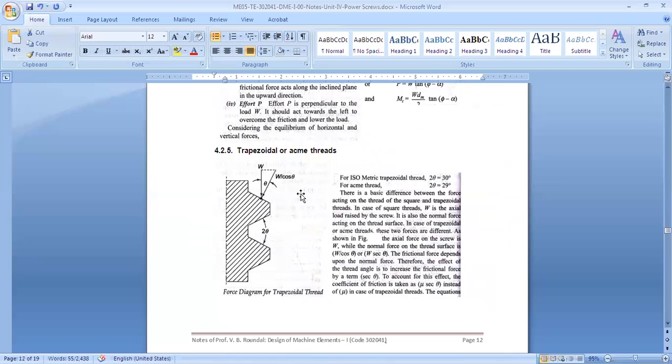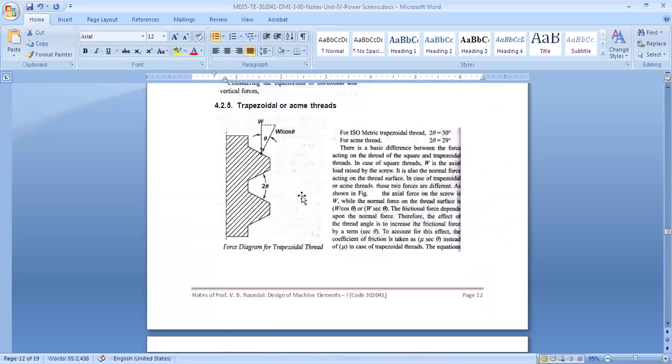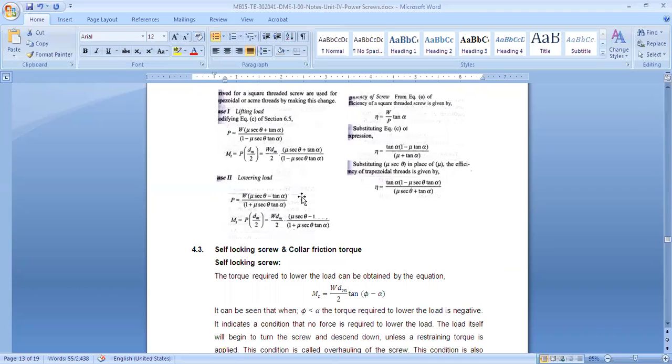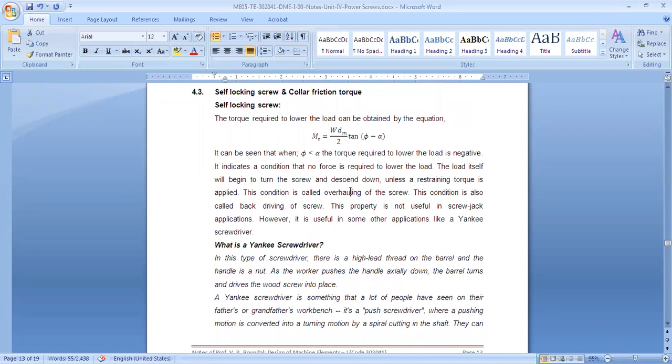And lastly, we saw for these acme threads what the efficiency was. So we have seen the torque required for acme threads. Efficiency we will see in the next lecture. Okay. So we'll start today's session with the understanding of what a self-locking screw is.